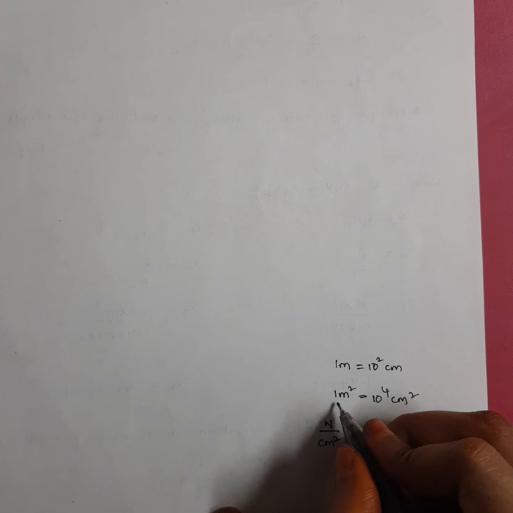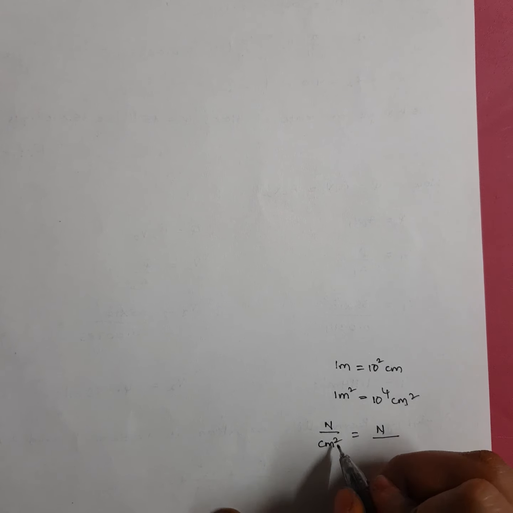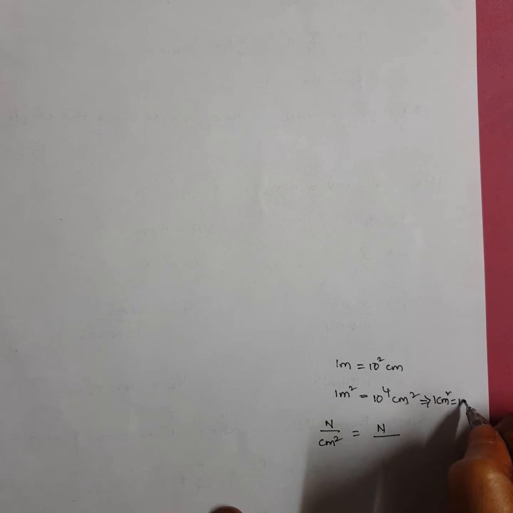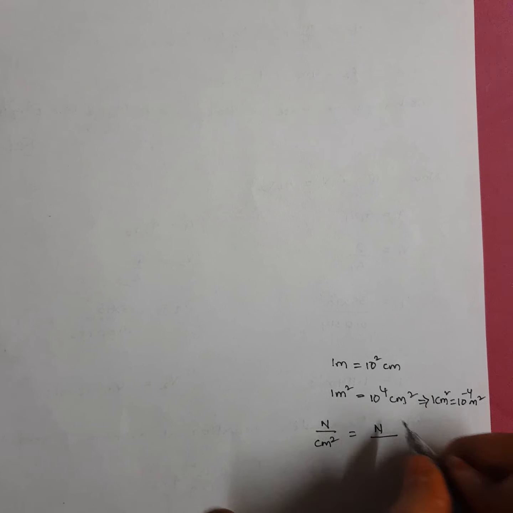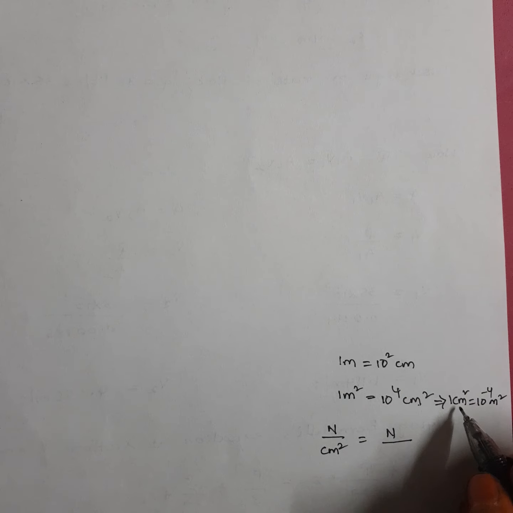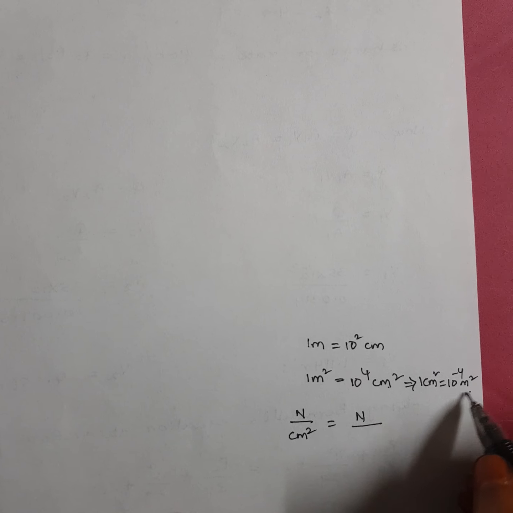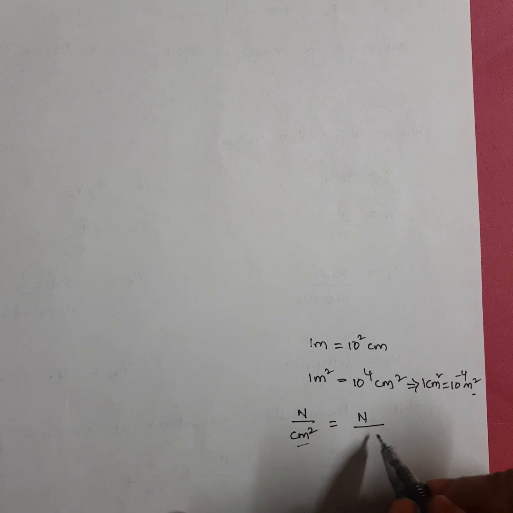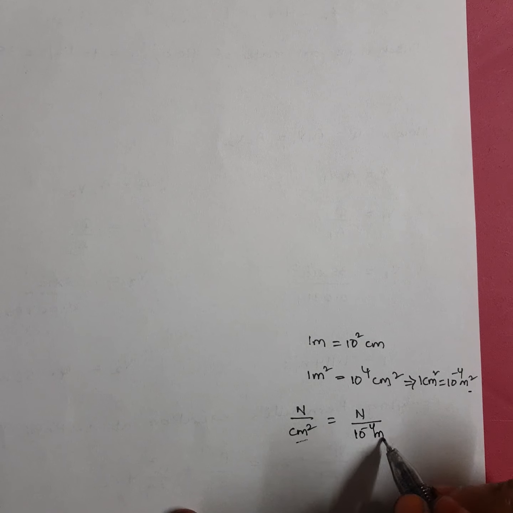So it will be 10 power minus 4 meter square. So from here, 1 centimeter square will be 10 power minus 4 meter square. Okay, this will go this side. So in the place of centimeter square, you need to substitute 10 power minus 4 meter square.